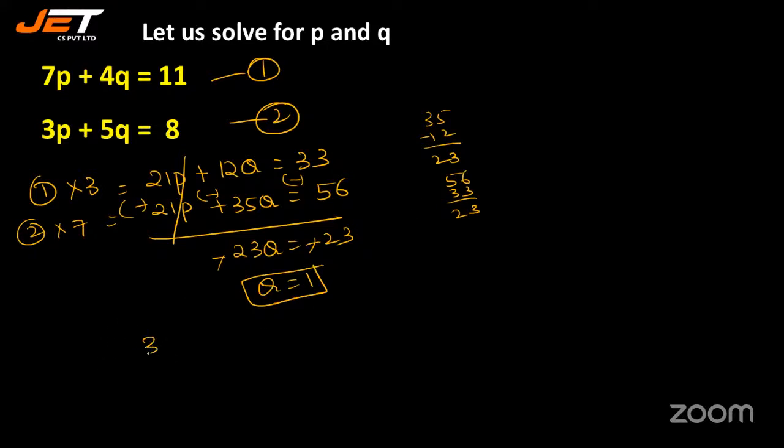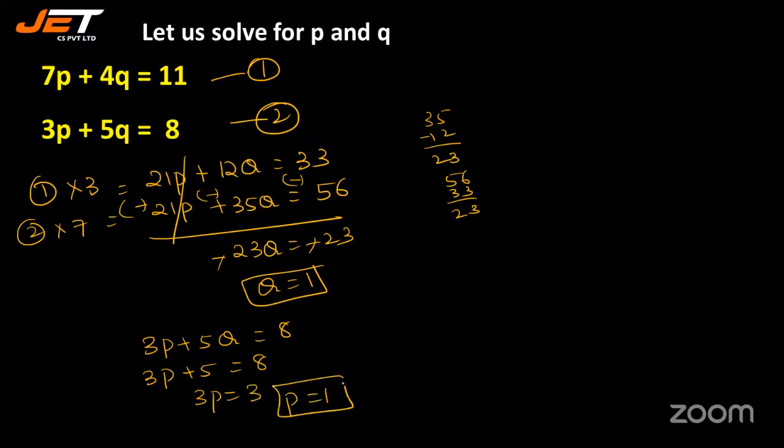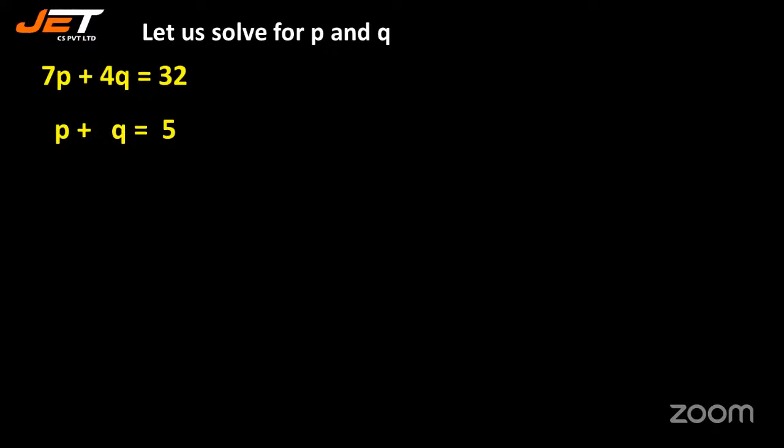Okay. So 3p plus 5q is 8. 3p plus 5 is equal to 8. 3p is, when this plus 5 goes there, it becomes 8 minus 5 is 3. So p is 1. So p is 1, q is 1. So 3 plus 5, 8. So our answer is right. So this is how you check for the values of p and q. Hope you all have got the correct answers, and whatever answers you are getting, please put it in the chat box. All right. Next one.